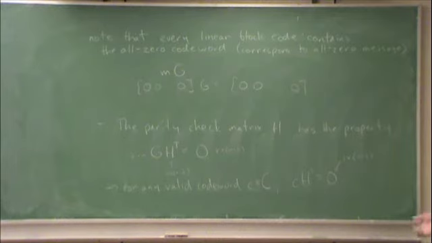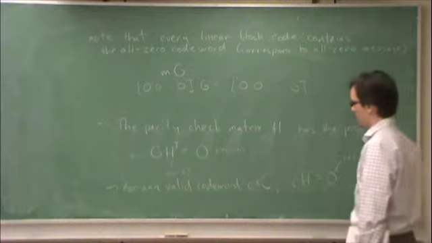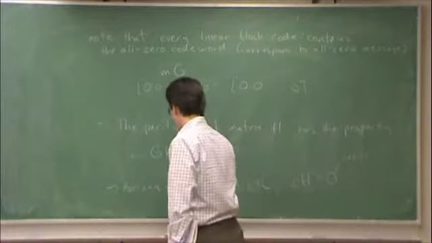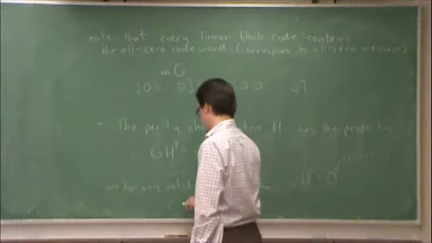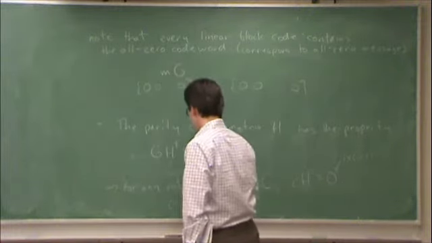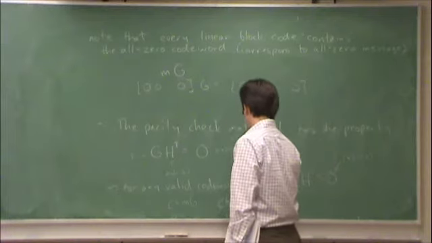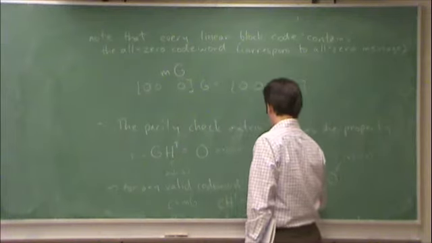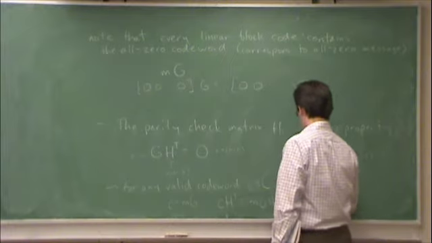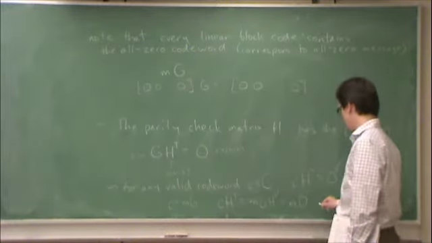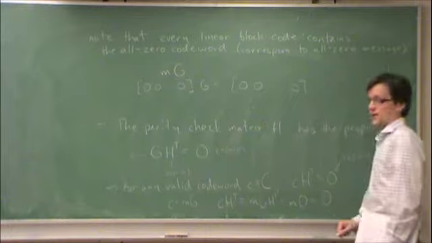How can we prove that? So there's a G in C, so C is equal to MG. So therefore, CH transpose is equal to MGH transpose, which is equal to M times the 0 matrix, which is equal to the 0 vector.